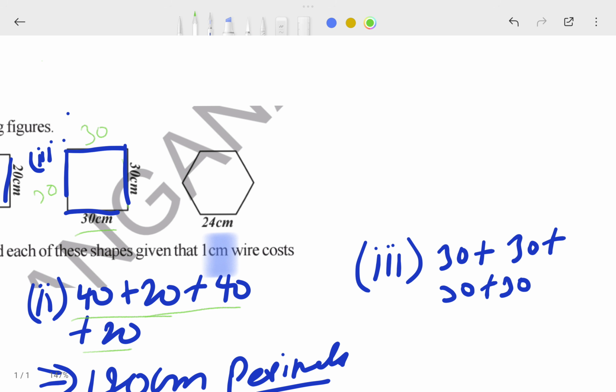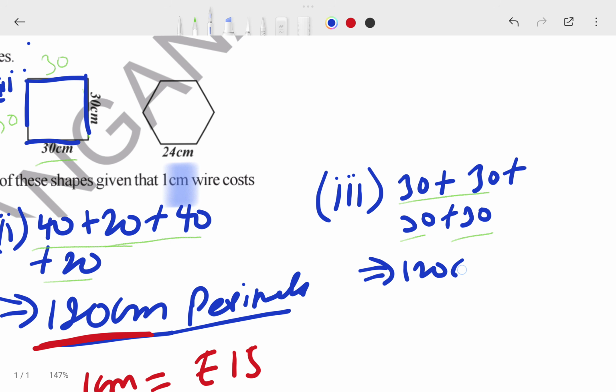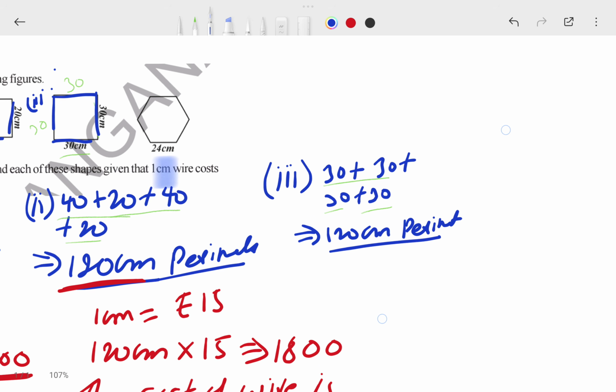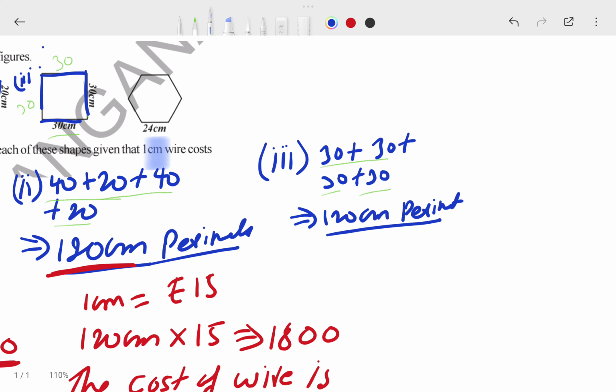Now add all of this. 30 plus 30 is 60, 60 plus 30 is 90, 90 plus 30 is 120. So what is the answer? 120 centimeter. 120 centimeter is our perimeter. Is it clear?